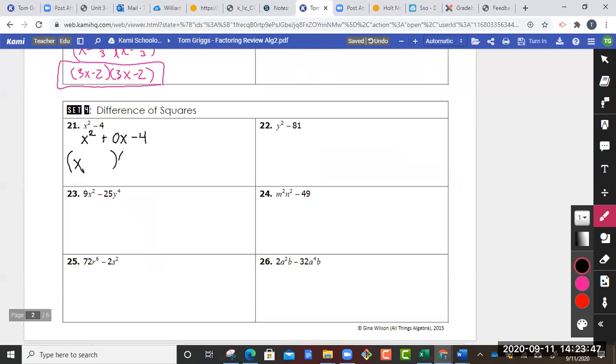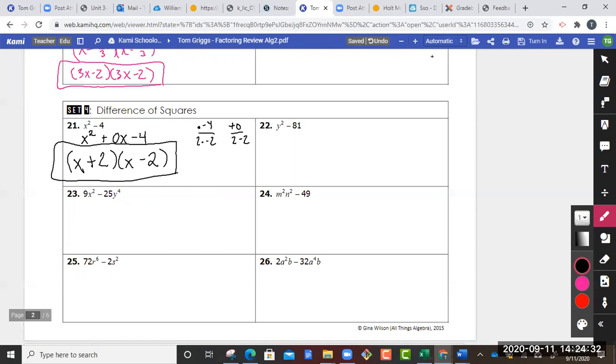The A value is 1, which makes this one fairly easy. And then you're just looking for 2 numbers to multiply together to give you negative 4, and add together to give you 0. 2 numbers would do that. Yeah, 2 and negative 2. 2 minus 2 is 0. 2 times negative 2 is negative 4. So positive 2 and minus 2. And that's literally all you do to this problem. You don't have to slide anything underneath because the A value for this problem is 1.